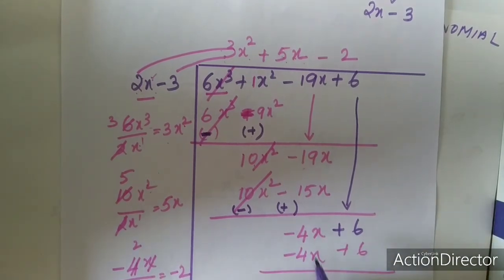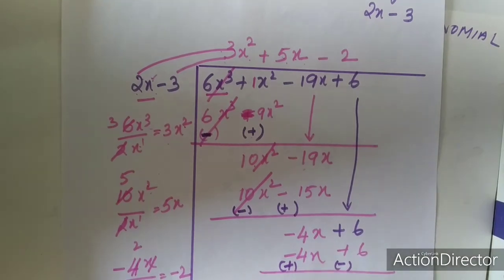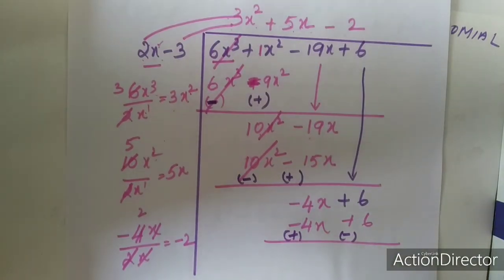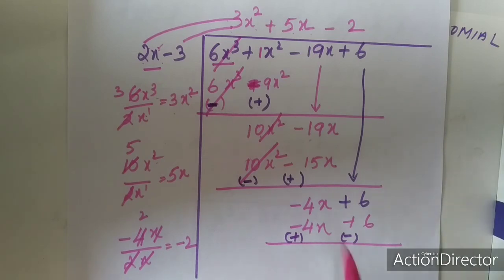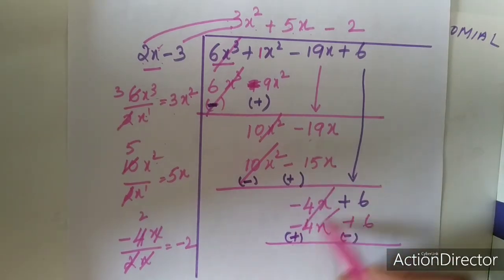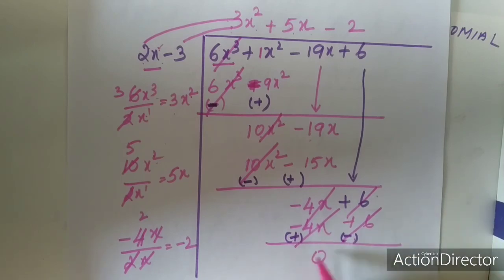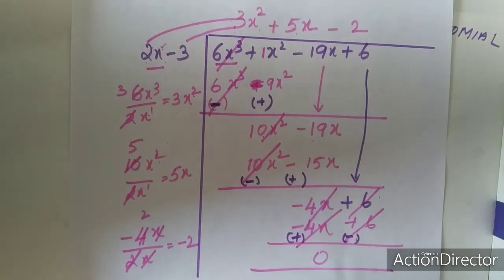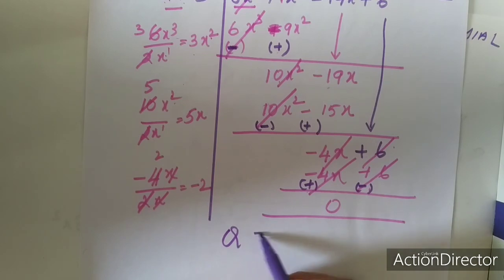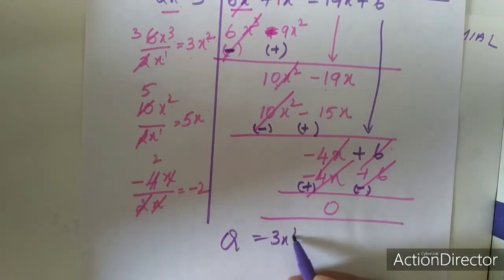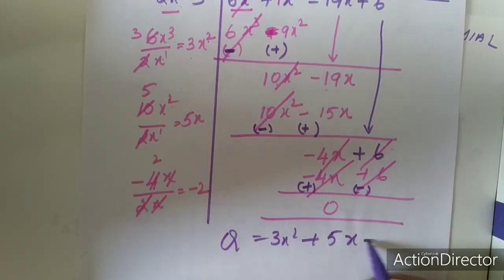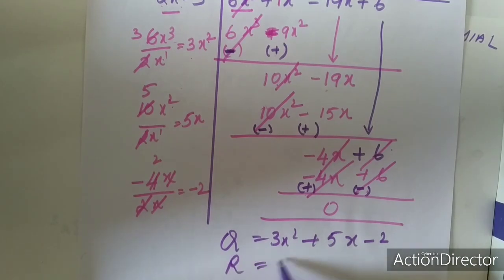Subtraction means changing of sign. Don't forget to change this sign. If you are not changing, then your answer will go wrong. Minus 4x plus 4x will get cancelled. Plus 6 and minus 6 will get cancelled. So my answer is 0. So quotient is 3x² + 5x − 2, and the remainder is 0.